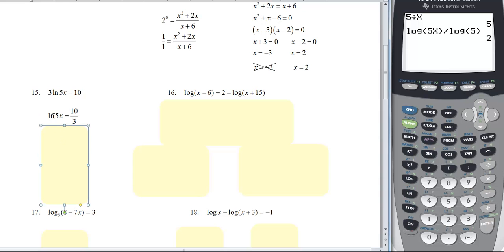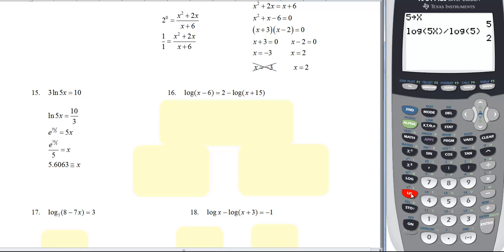Okay, now I've got my log all by itself, so this would be e raised to the 10/3 equals 5x. Well, guys, I know e to the 10/3 is a number. So for me to solve for x, all I need to do is divide both sides by 5. And then I can get an approximation in my calculator.